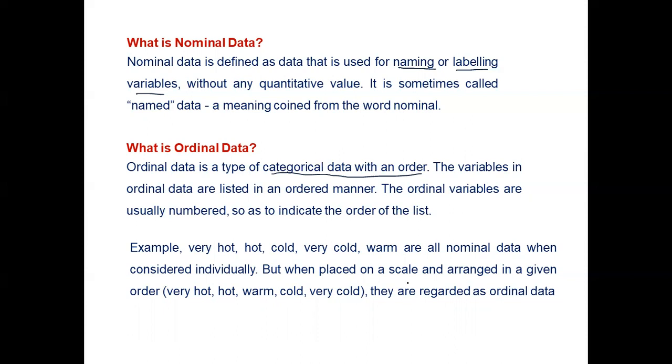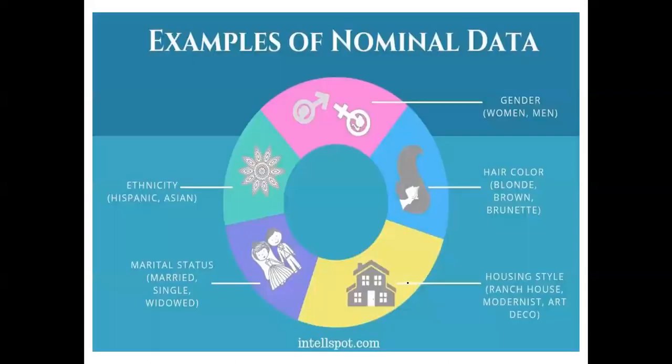Let us consider an example for nominal data. Gender. When we collect gender as a data, it becomes nominal. It is a categorical data coming under nominal. Hair color, housing style of a person, marital status, ethnicity, all these are examples of nominal data.